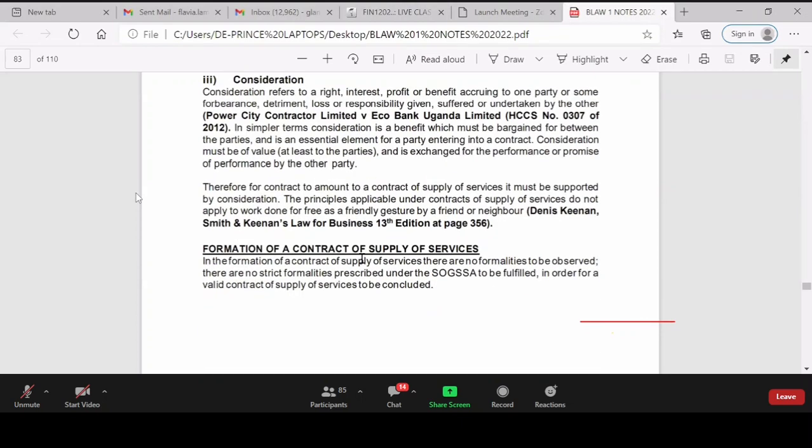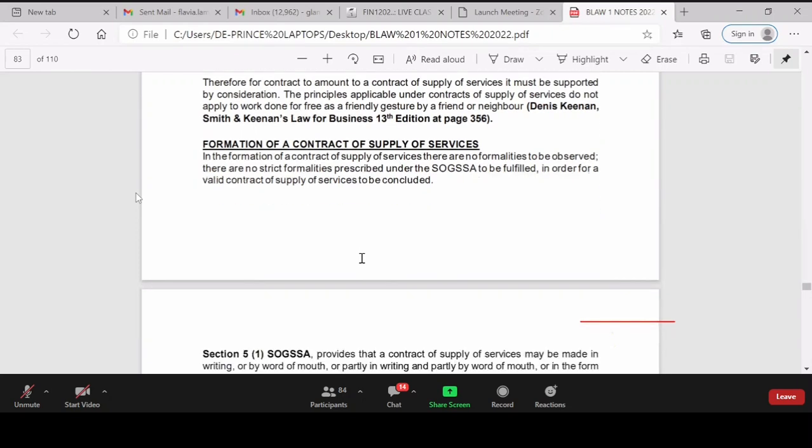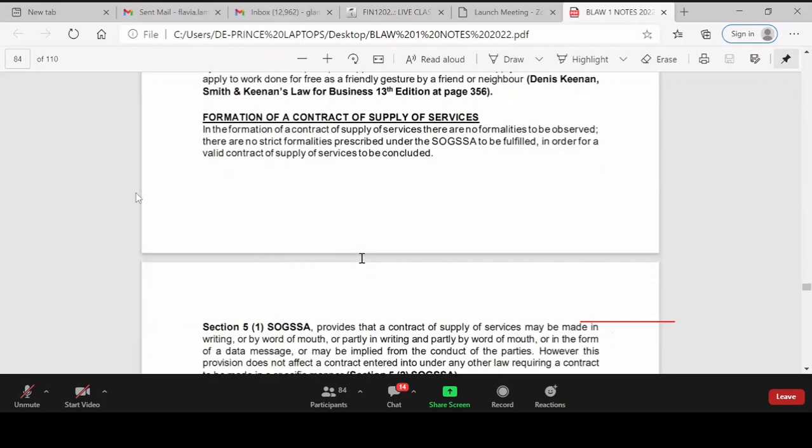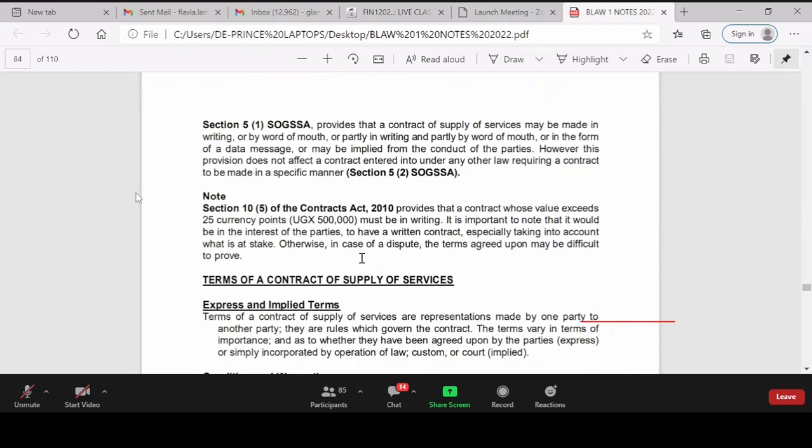Okay, formation of a contract. The rest of the things really are more or less what we've already talked about. Formalities for entering into a contract, like we have said over and over again, they are the same. You can enter into a contract in writing. You can enter into a contract by word of mouth. It can be in the form of a data message. It may be implied. The same principles apply. And where the contract involves you paying an amount of money which is above 500,000 shillings, then the contract must be made in writing. So the formalities are standard.